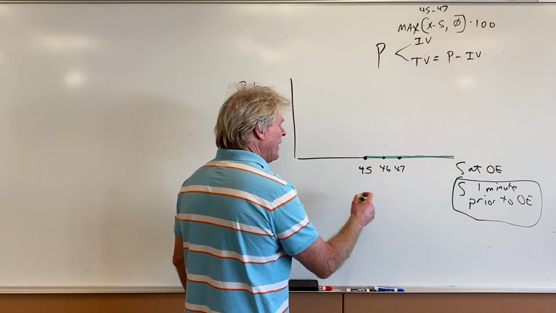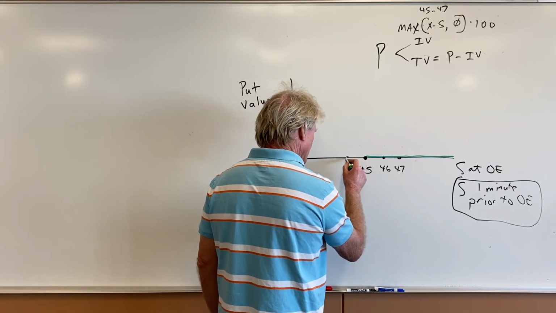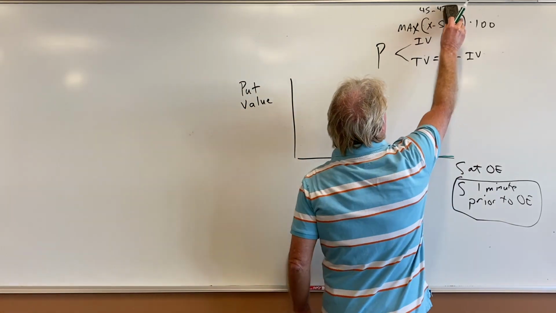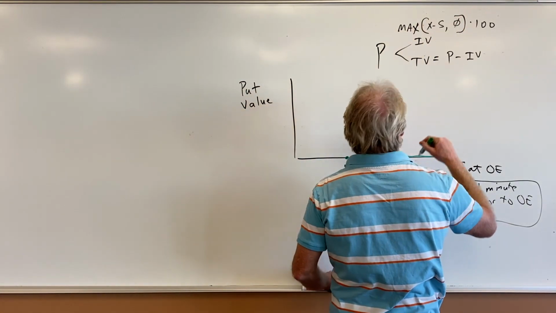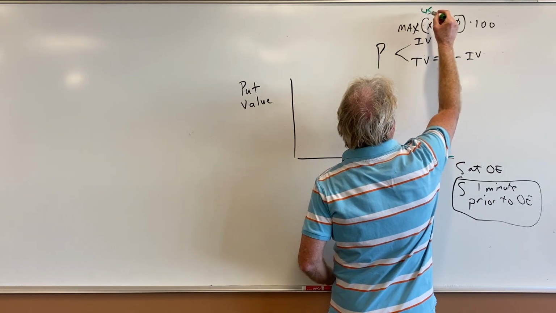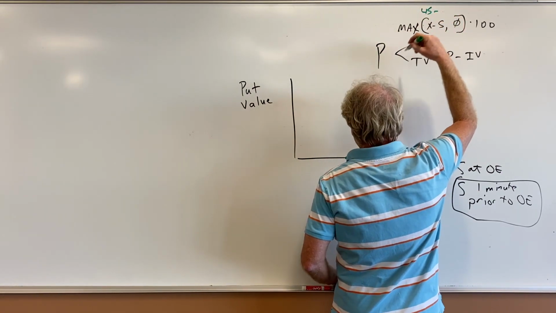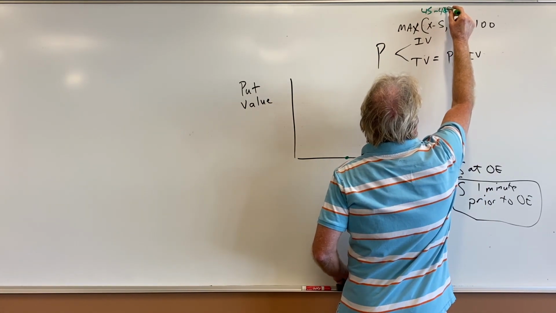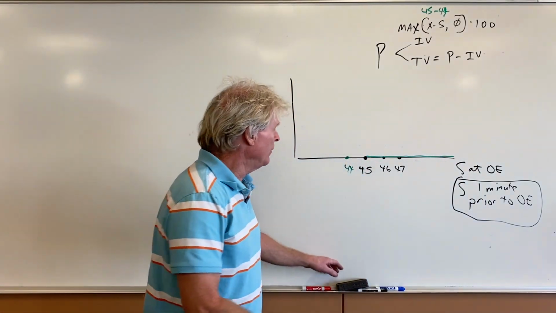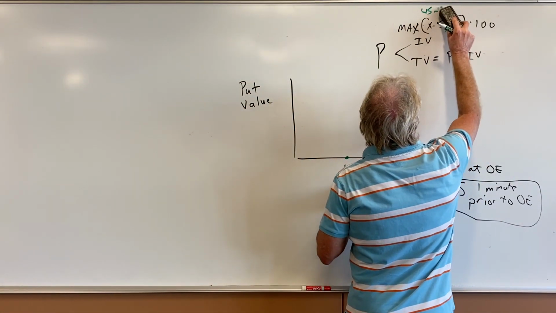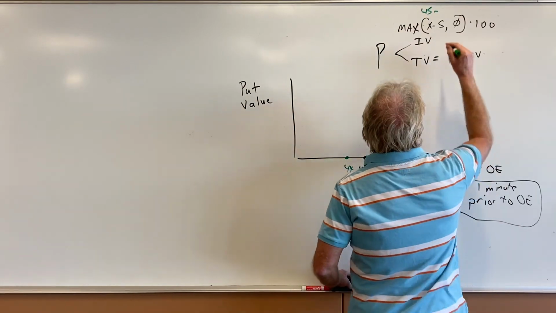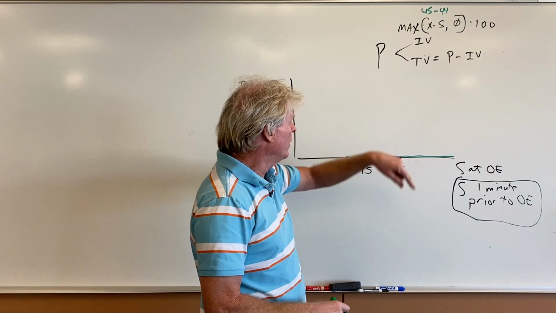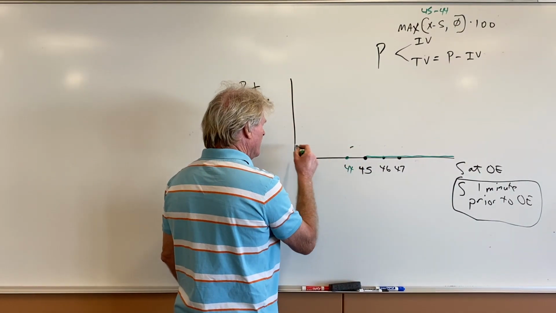Now, what if the stock price 1 minute prior to OE was $44 a share? Well, intrinsic value would be 45, the exercise price, minus stock price assumed currently 44. 45 minus 44 is 1. The maximum of 1 or 0 is 1. 1 times 100 is 100. So here, the price will be 100.